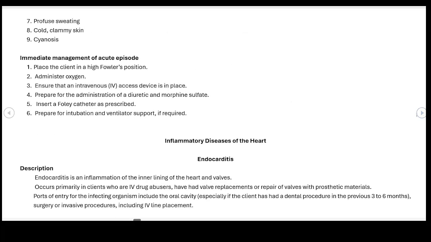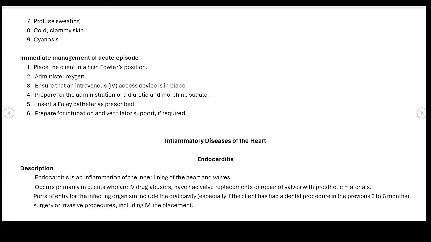You'll also be sweating. Profuse sweating is the same thing as diaphoresis. Again, their extremities will be cold and clammy, and then you'll be having cyanosis.